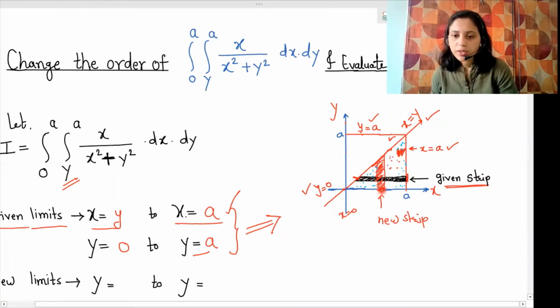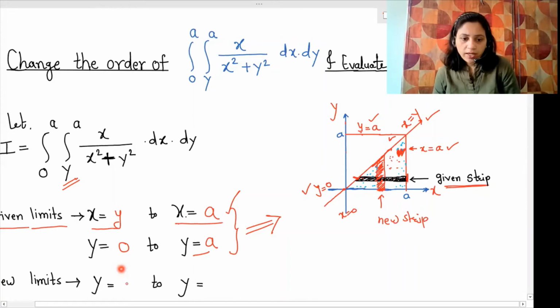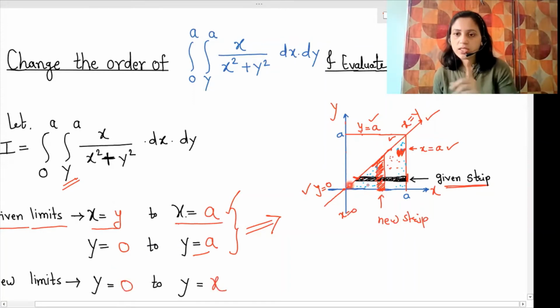First, this strip goes from the x-axis, that means y equal to 0, to y equal to x. Let me write that: y equal to 0 to y equal to x. This is the first limit, right? Now next, this new strip moves from this point, x equal to 0, to this point, that is x equal to a.